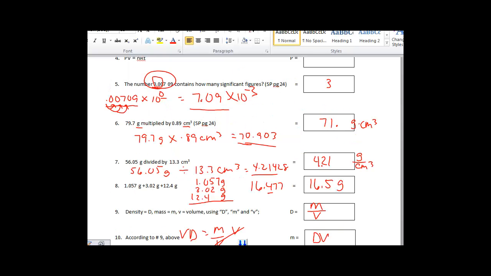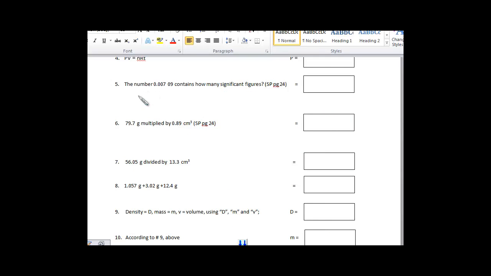Alright, here we go. We're looking at number 5. Now this is on page 24. This is a sample practice problem on page 24. It deals with that chart on page 24. And just a little preview here of where we're going with this.